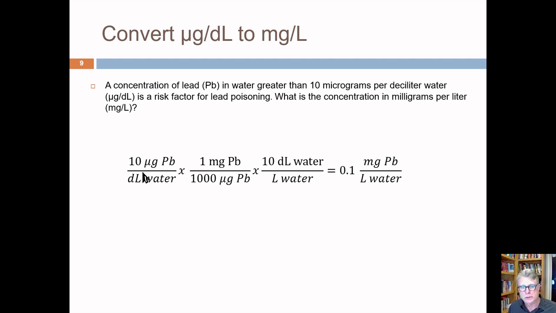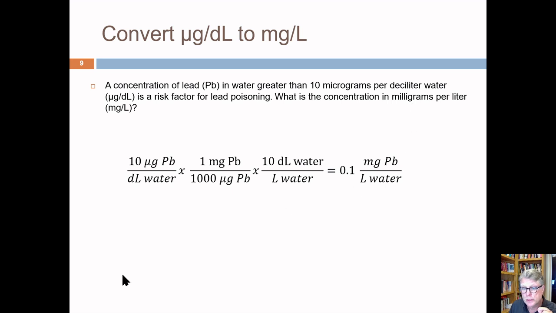So we start out by writing down what we know: 10 micrograms of lead per deciliter of water. And then what many people find helpful to do, and that includes me, is to write down what's given first, and next write down where you're trying to go. So we are trying to go to milligrams per liter.